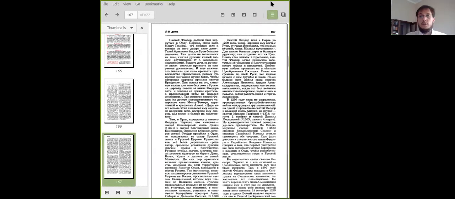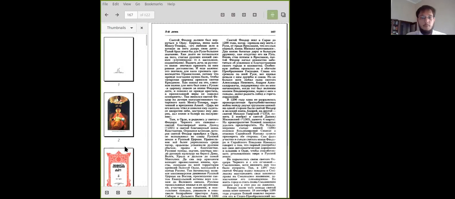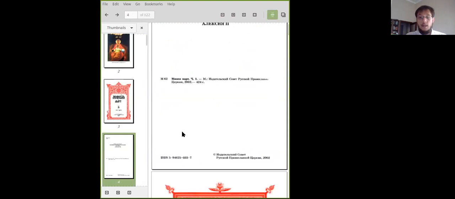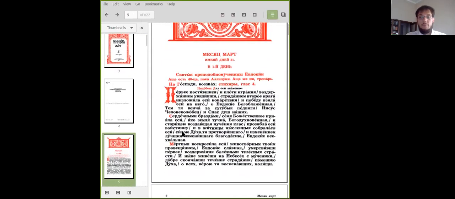So now hopefully you can see this. This is the March volume of the Slavonic Menaion, and this is the green Menaion. Remember, both the green Menaion and the brown Menaion are going to be the same in this regard.